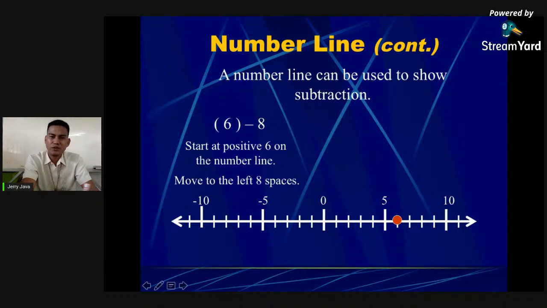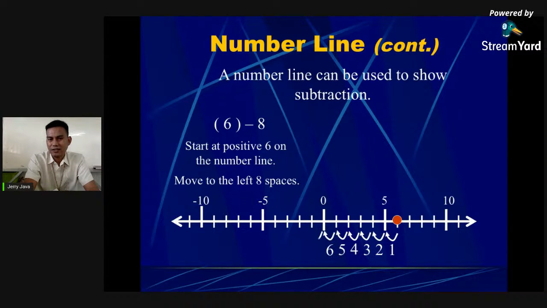Why 8 spaces to the left? Bakit pakaliwa po tayo? Kasi this is minus or negative. Negative yan. Okay, so hanapin natin yan ngayon. 1, 2, 3, 4, 5, 6, 7, 8. Now we found it. Ano kayang number ng dyan? Your answer is, type in your answer, kids.